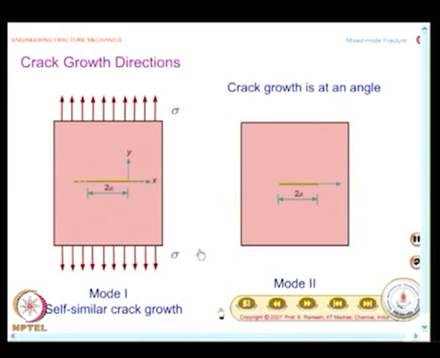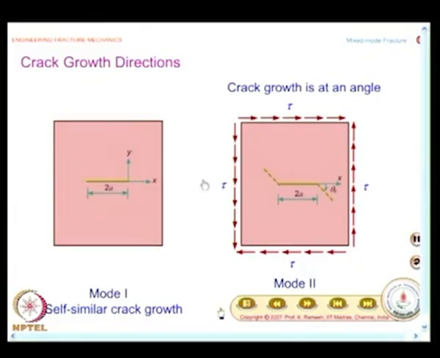So, in the case of pure mode 1, and if I have an isotropic material, I have self similar crack growth. When I have a mode 2 situation, the crack grows at an angle. So, my theory should be able to predict this angle precisely, then I will accept the theory. That is the way you have to look at it.